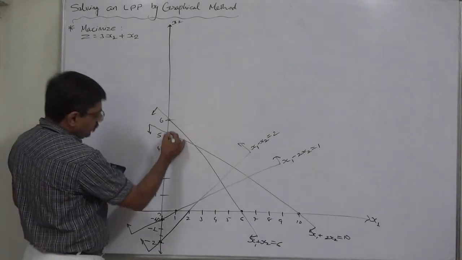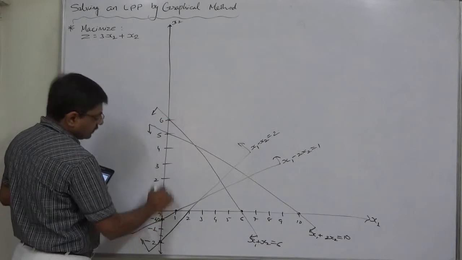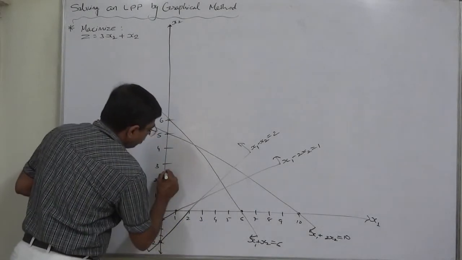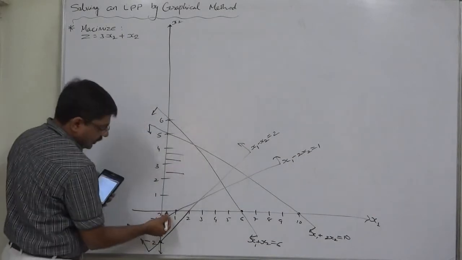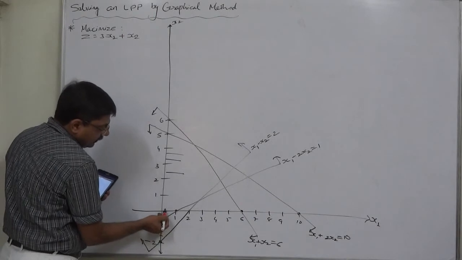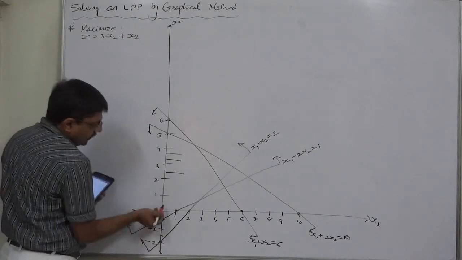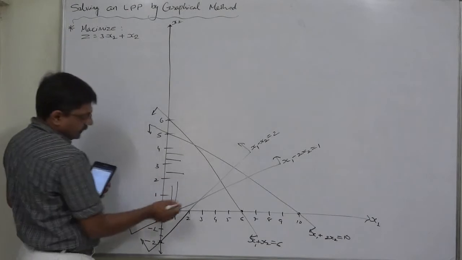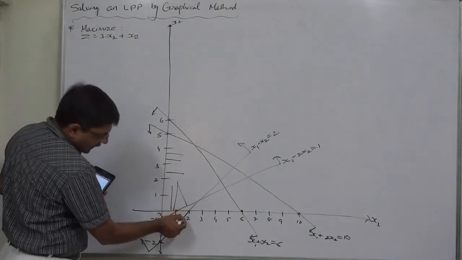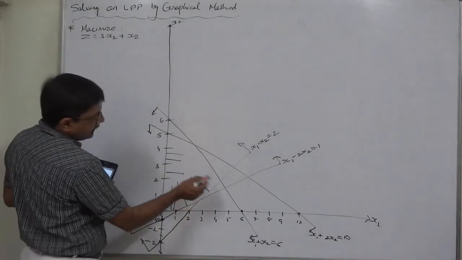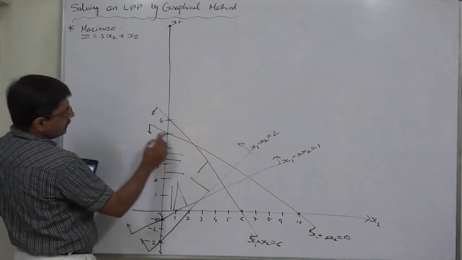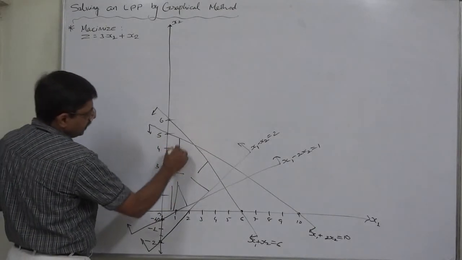On this line, x1 is 0 and x1 more than 0 is on the right hand side. On this line, x2 is 0 and x2 more than 0 is on the upper side. The shading of this line is inside. The shading of this line is also inside. The shading of this line is below the line. The shading of this line is also below the line.